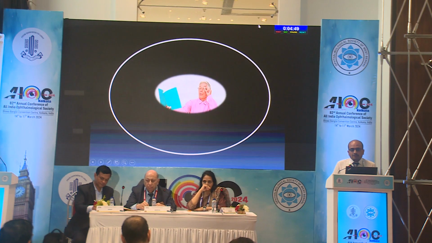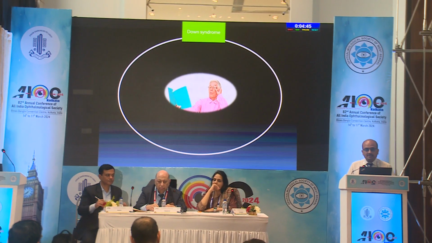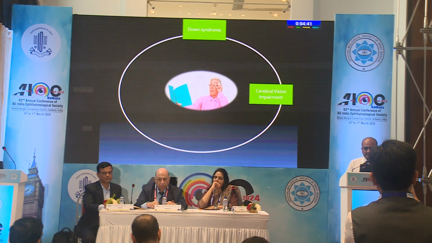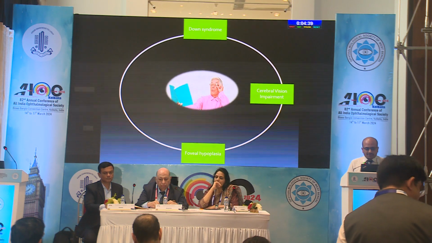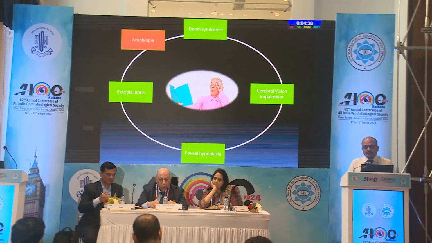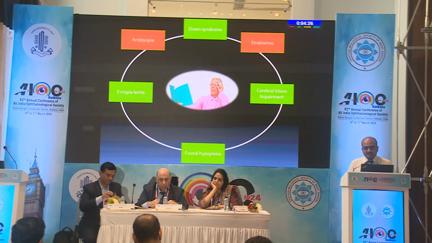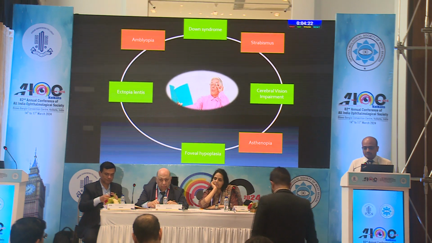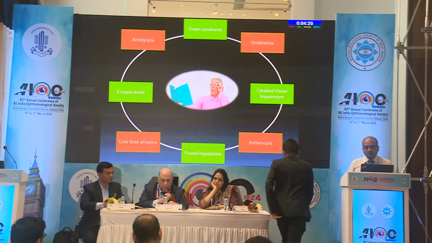Accommodation abnormalities, many of you are aware, are not uncommon in children. As many as 80% of children with Down syndrome, 50% of children with cerebral visual impairment, and a significant number of children with foveal hypoplasia and ectopia lentis suffer from accommodative abnormalities. They are also seen in patients who have unilateral or bilateral amblyopia, various strabismic disorders, patients complaining of asthenopia, and patients started on various concentrations of low-dose atropine.